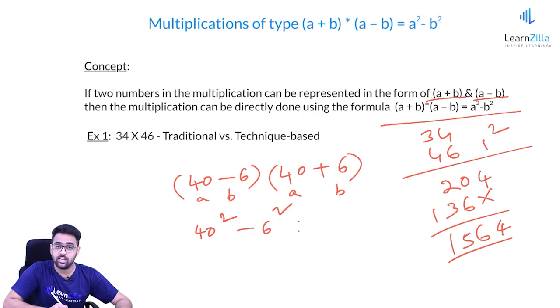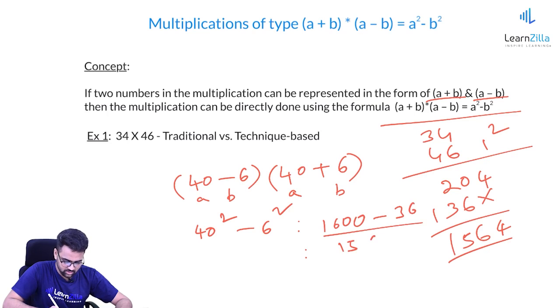So 4 square is 16, so 40 square is 1600, minus 6 square is 36. So this entire difference comes out to be 1564.